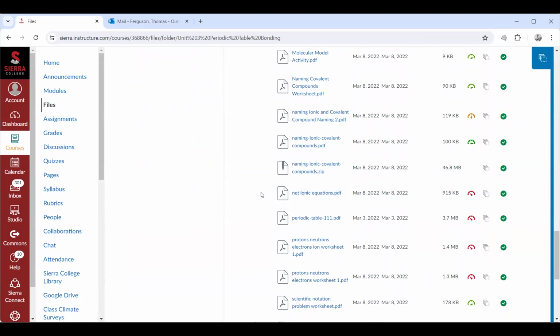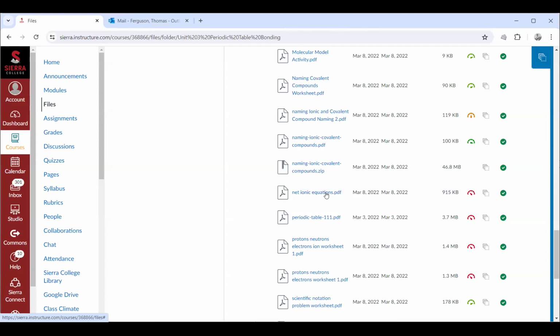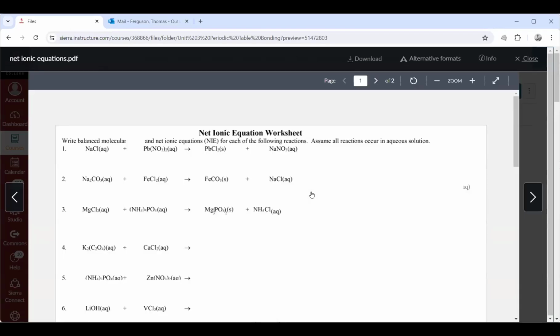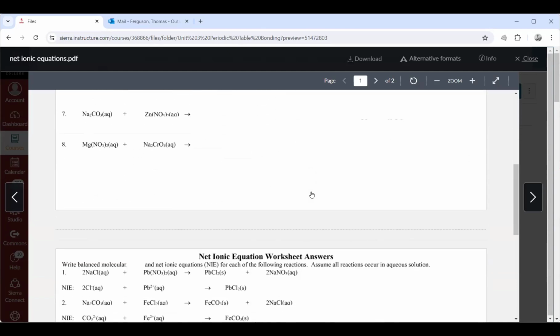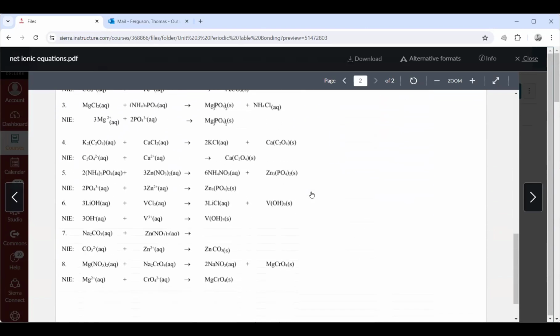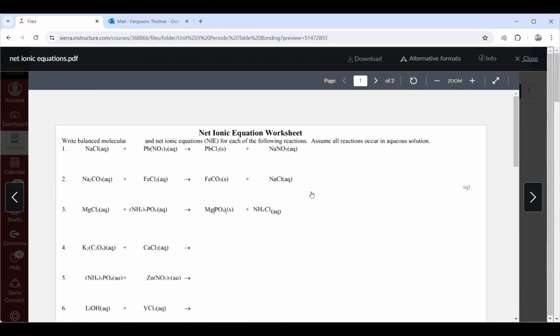so for unit 3, Canvas files, here's net ionic equations. That would be double replacement reactions. If you want more practice. Unit 3, yeah. I think I'm in unit 3, aren't I? So notice these are aqueous and aqueous. And of course, here are the answers. Did you find it? Yeah. Okay.